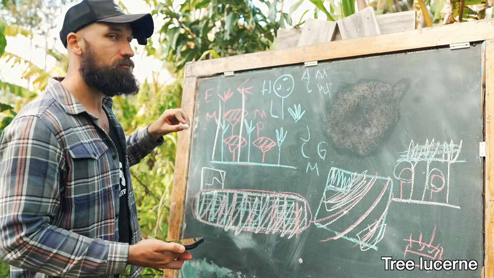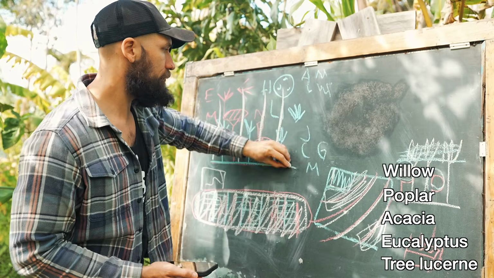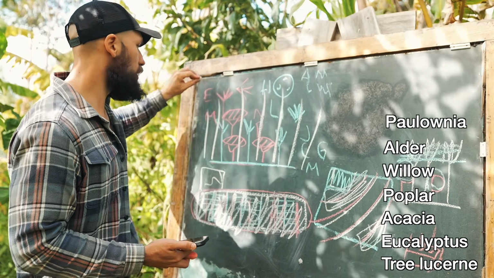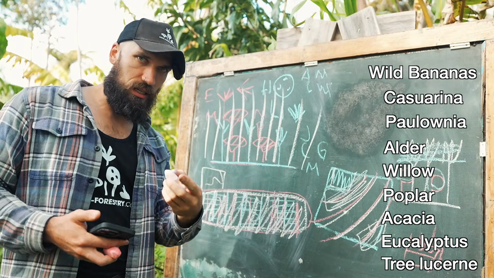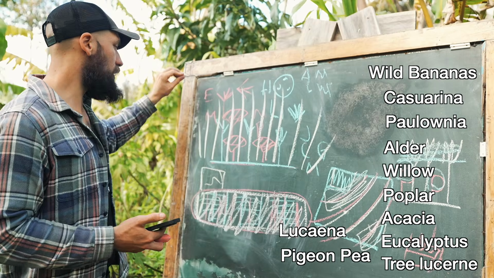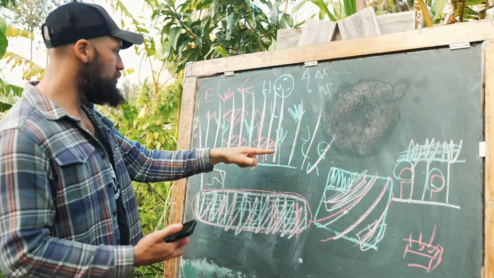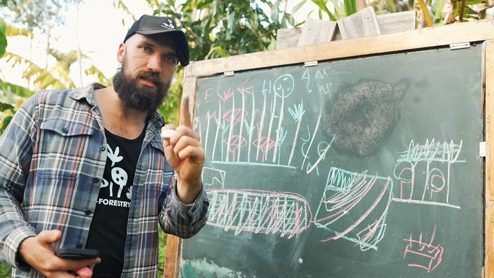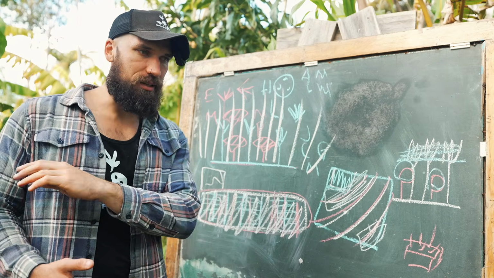Tree lucerne, eucalyptus, acacia, poplar, willow, alder, paulownia, casuarina, wild biomass bananas, the ones with seeds, pigeon pea, leucaena. These are all plants that grow really well in poor soil conditions, and this is what it would look like. So you're not just planting a single one. I have somebody who's in the mentorship, and they planted a bunch of pigeon pea.